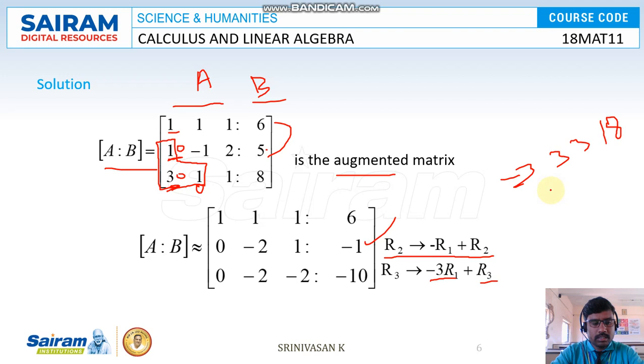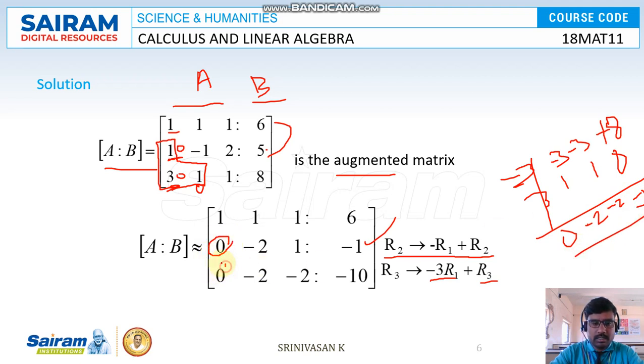And next, what is R3? R3 is 3, 1, 1, 8. Clear? If you subtract, this is 0, and everything else is minus. So we get minus 2, minus 2, and minus 10. Clear? So we got a zero here and a zero here.